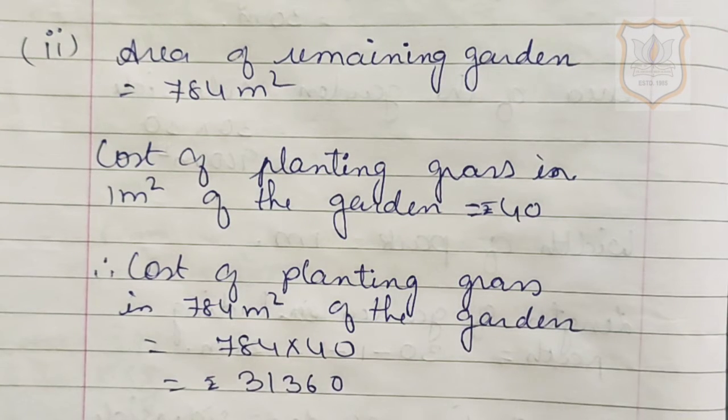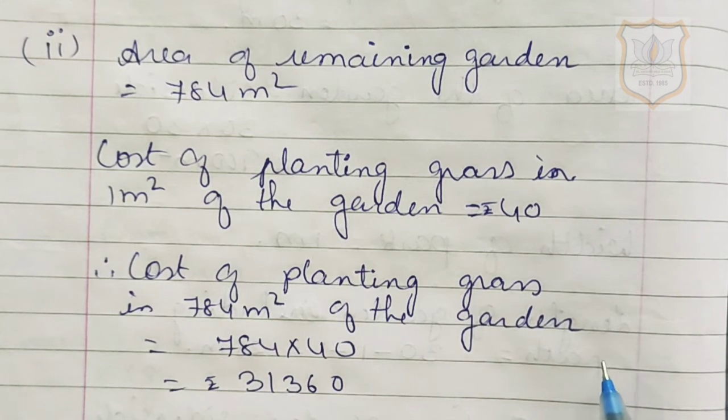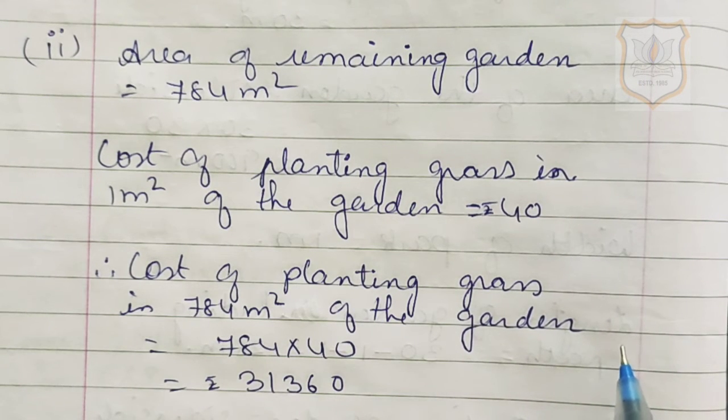Now students, in the second part it was asked the cost of planting the grass in the remaining portion of the garden at the rate of rupees 40 per meter square. Students, in the remaining portion of the garden we have to plant grass, and we have to find out the cost of planting the grass.